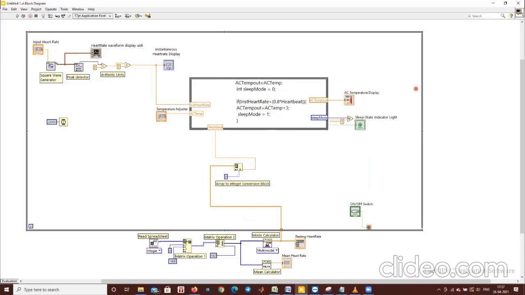Now let's go into the logic block of the simulation. So this is the logic block of the simulation. This is the code that takes the logical decision. Let's look at the inputs of this logic block. The inputs of this logic block are limited to this side and this side. So first input is the instant heart rate that is supplied from this instant heart rate generator. The second one is the temperature adjuster.